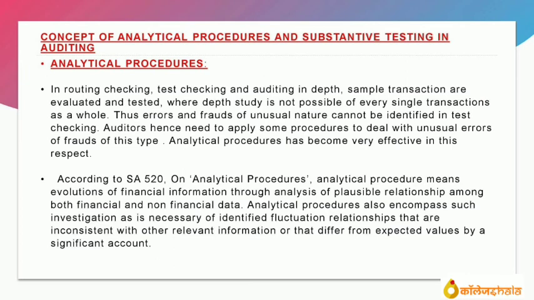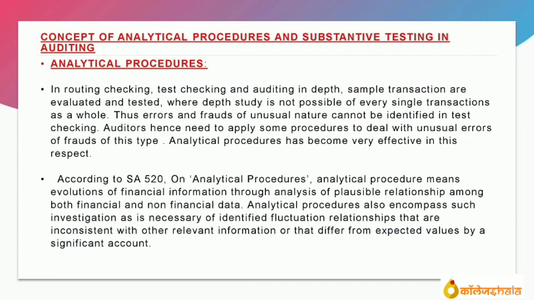Analytical procedures also encompasses such investigation as is necessary of identified fluctuation relationships that are inconsistent with other relevant information or that differ from expected values by a significant amount. This means we have to establish some relationships among financial and non-financial data, and we have to identify some abnormal fluctuations that are inconsistent with the relevant information. We have to identify that. So analytical procedures means over and above the routine checking, over and above test checking, over and above auditing in depth to ensure some errors and frauds of unusual nature.